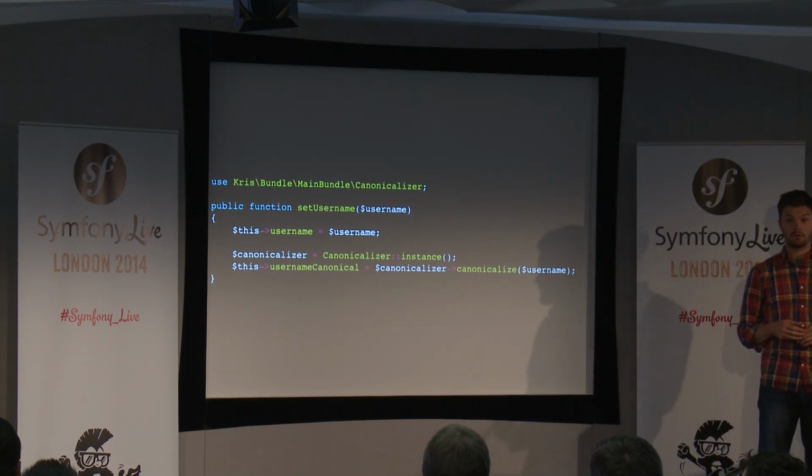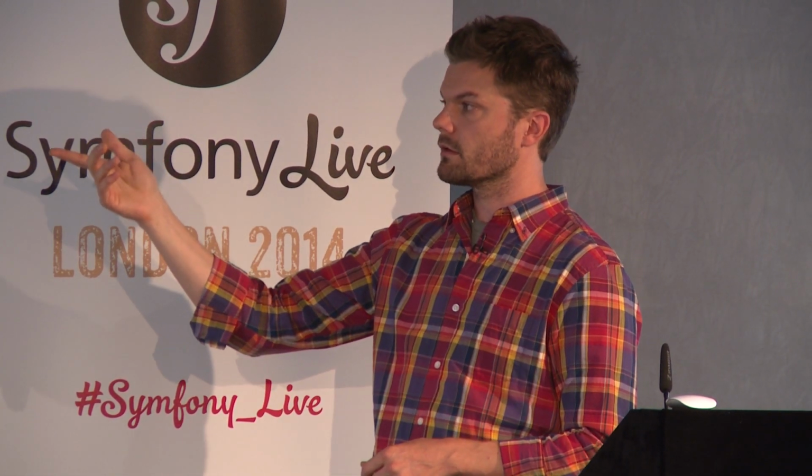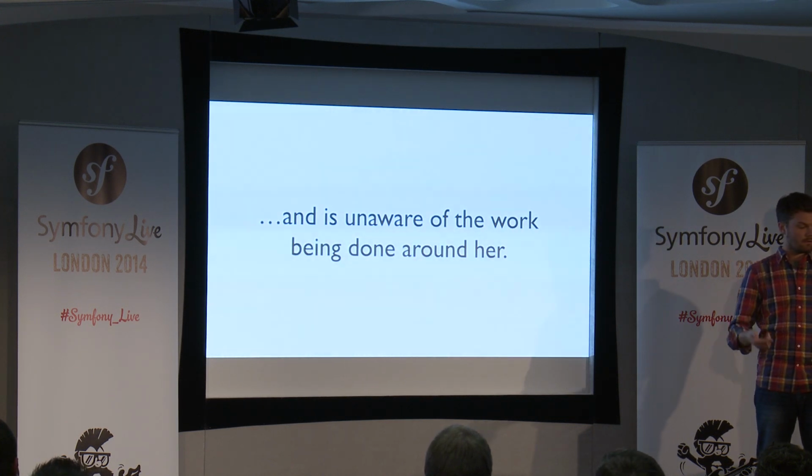You have the canonicalizer, which canonicalizes this username into the username canonical property. You can move a little closer to dependency injection by having a second argument on that class, which is the canonicalizer. Still, the user class is doing too much here. The user class in your model shouldn't know that this needs to happen. It should be unaware of all the work that's being done around it.